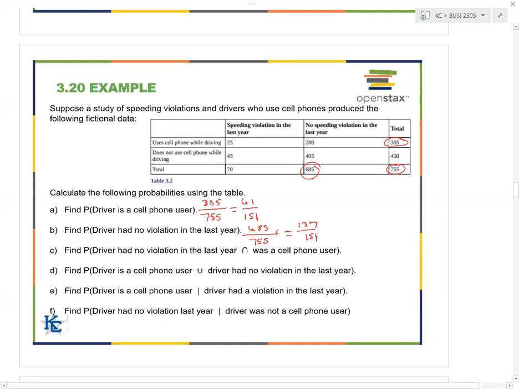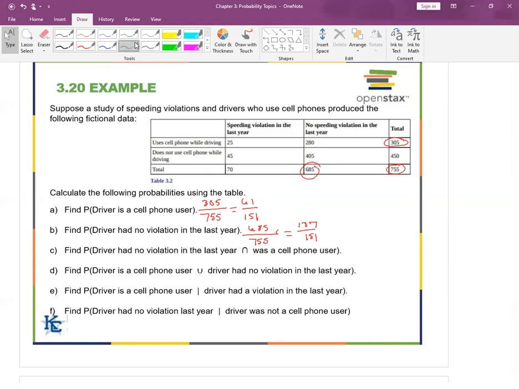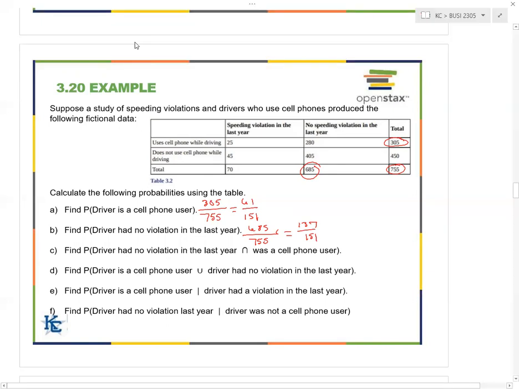Find the probability that the driver had no violations in the last year and was a cell phone user. So this time, let me change colors so we can see a little better. So we want and, so where they overlap. So the driver had no violations and was a cell phone user. So that's right here, 280 over, again, the total is 755. We can reduce, which is 56 over 151.